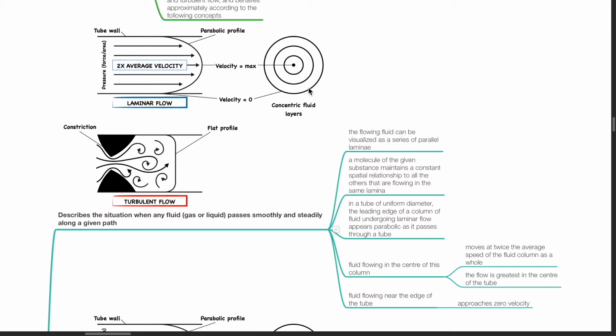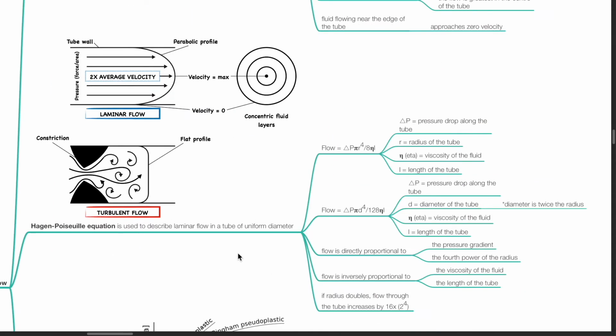In a tube of uniform diameter, the leading edge of a column of fluid undergoing laminar flow appears parabolic. Fluid flowing in the center of this column moves at twice the average speed of the fluid column as a whole, and flow is greatest in the center of the tube, while fluid flowing near the edge of the tube approaches zero velocity. The Hagen-Poiseuille equation is used to describe laminar flow in a tube of uniform diameter.